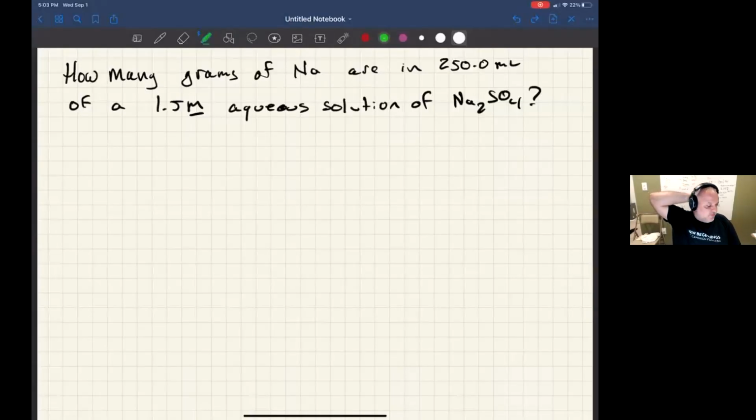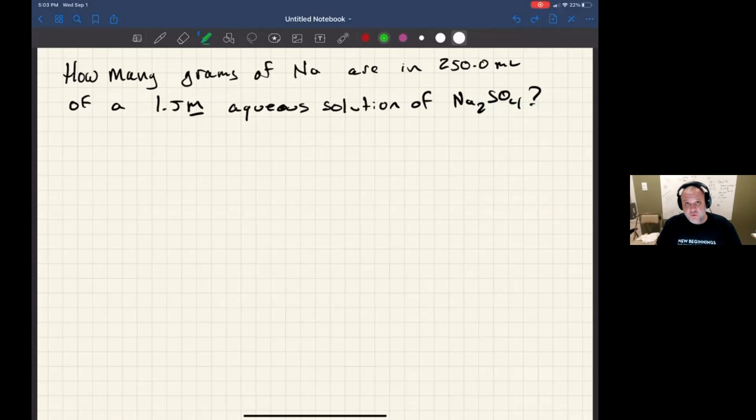Okay, this question asks you how many grams of sodium are in 250.0 milliliters of a 1.5 molar aqueous solution of sodium sulfate. Now, it seems pretty straightforward. There's not a lot of words, but there actually is quite a bit of planning that you have to do from a conceptual standpoint.